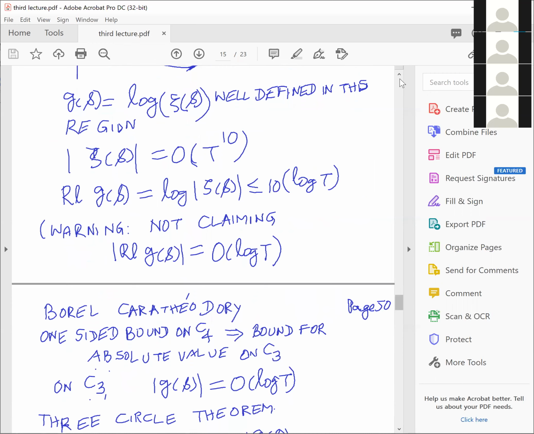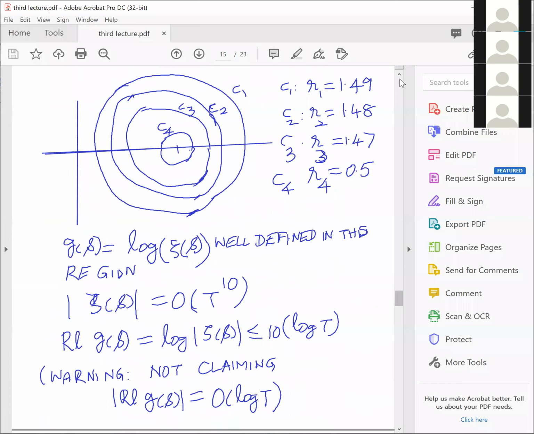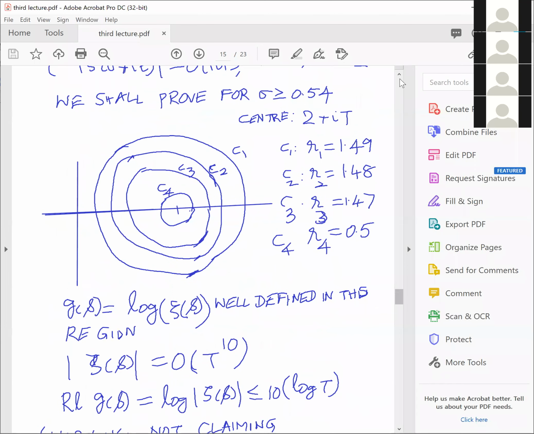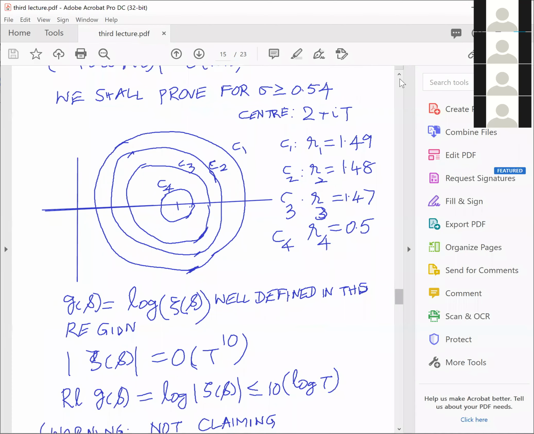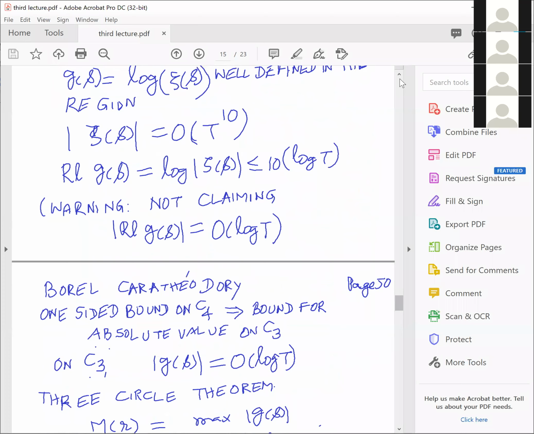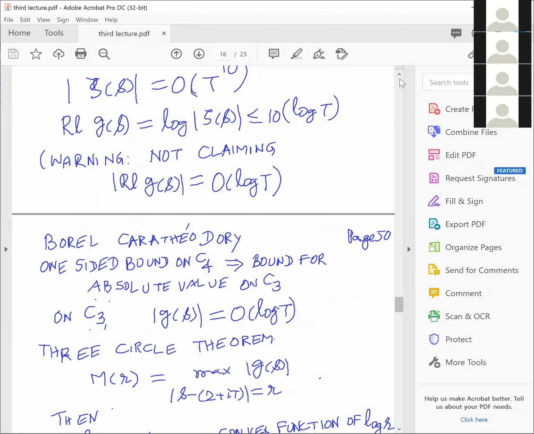Now, there's a Borel-Caratheodory inequality. The Borel-Caratheodory inequality says: a one-sided bound on the real part on a big circle. I'll state it a little later carefully. But we have a one-sided bound for the real part on a big circle C1, which gives a bound for the absolute value of the function on C3, a smaller circle. This is exactly what the Borel-Caratheodory theorem says.